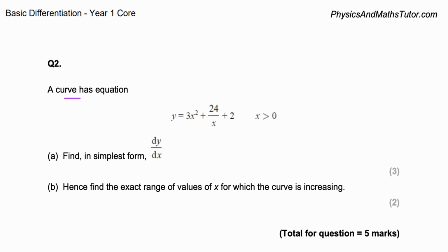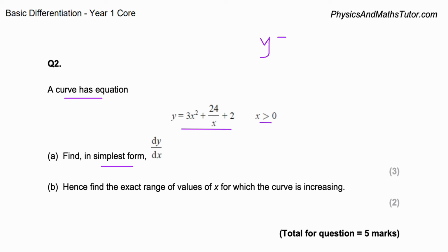This is question number 2. A curve has equation y is equal to 3x squared plus 24 over x plus 2, where x is bigger than 0, so this is what I call my domain. Find in simplest form dy by dx. So let's just write the format here a bit more simply.